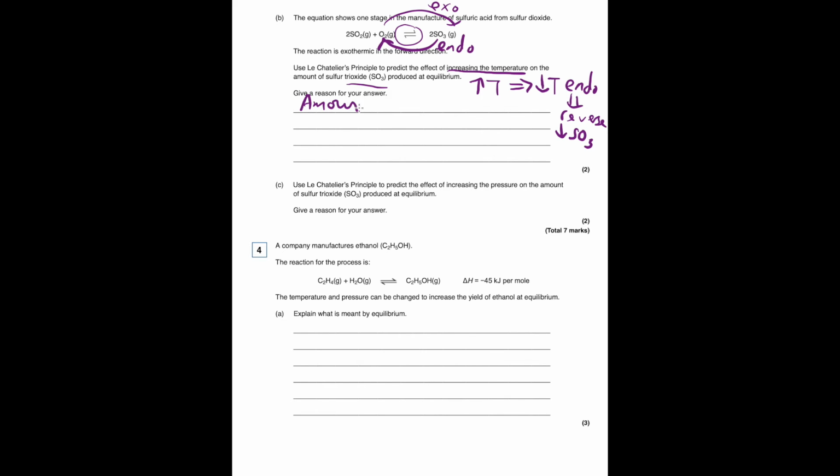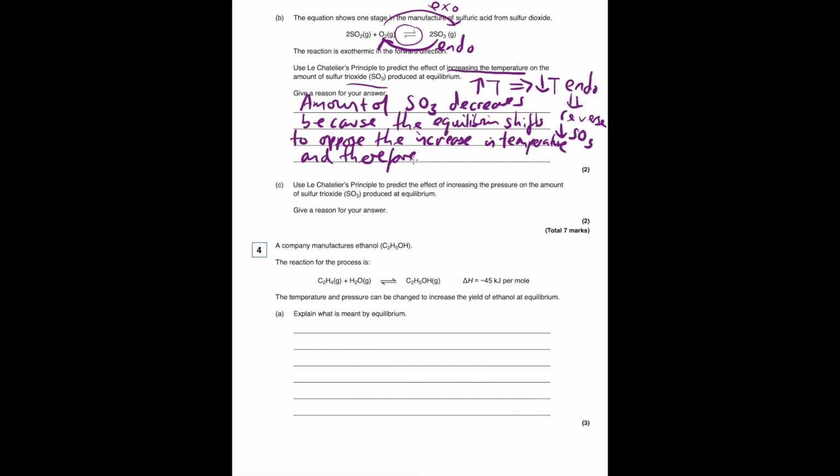So amount of SO3 decreases because the equilibrium shifts to oppose the increase in temperature and therefore favours the endothermic reaction, which is the reverse reaction.